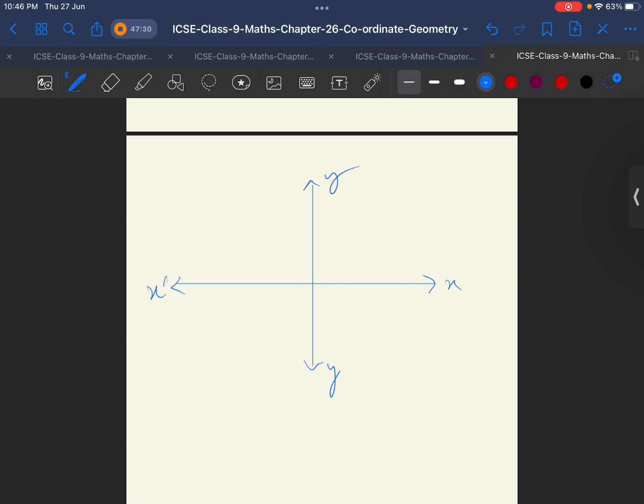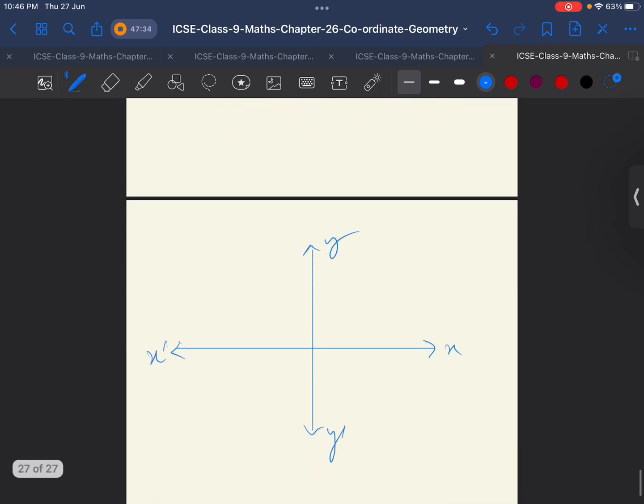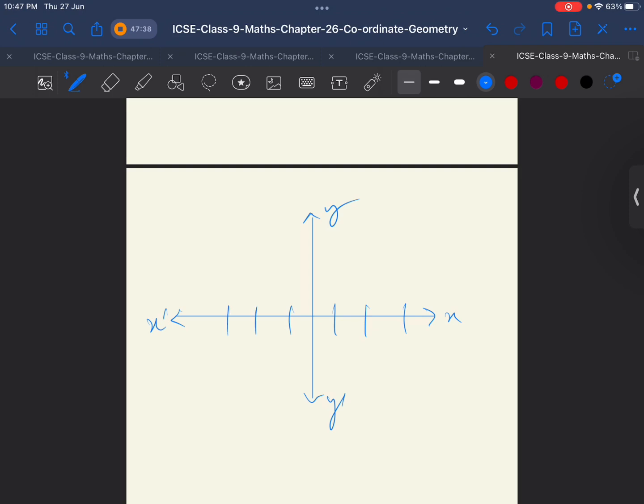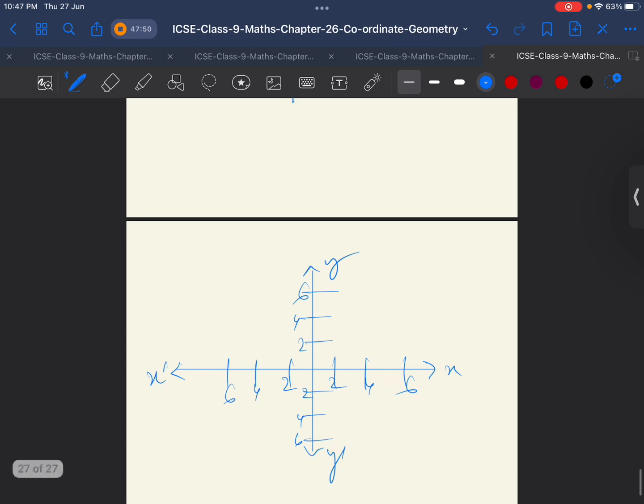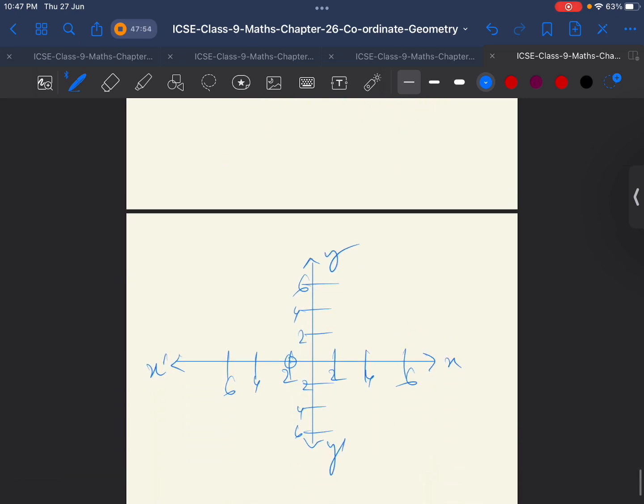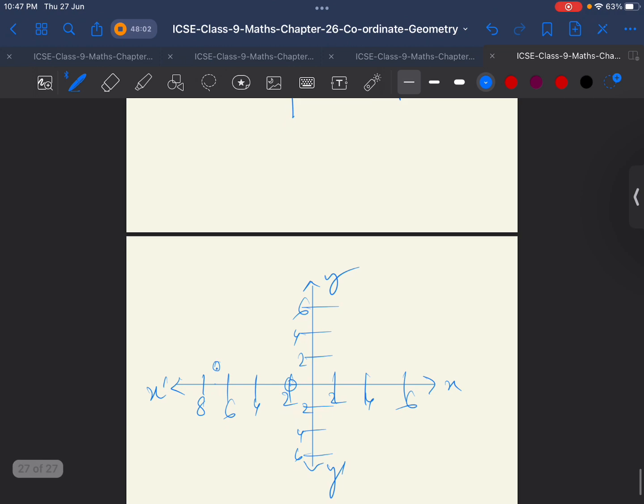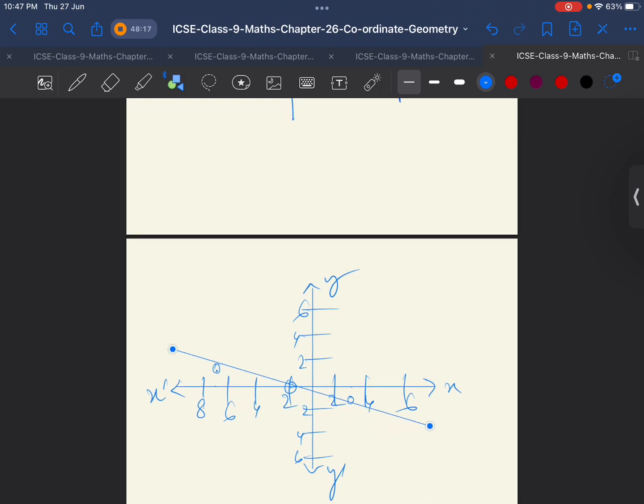here x and x dash, y and y dash. Okay, so now first the point (-2, 0) is here, and (-7, 1) is here, and (3, -1) is here. So this is the straight line.